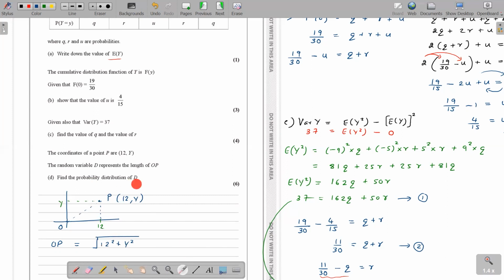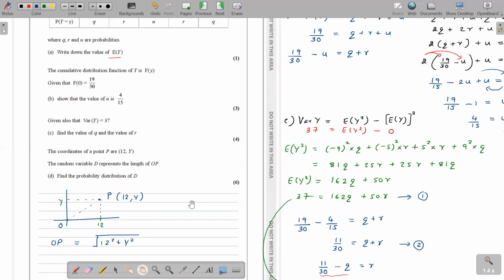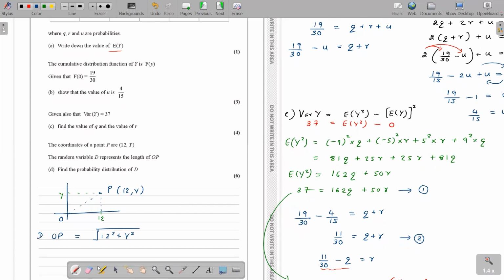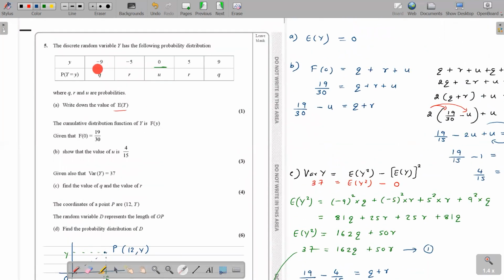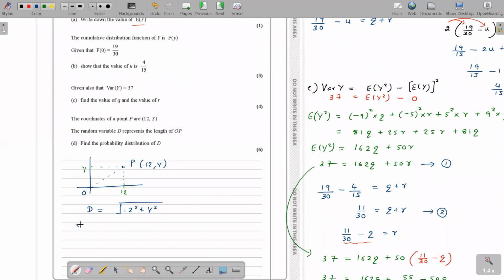Now they want you to find the probability distribution of D, which means you have to find all the possible values of D. How does the value of D vary? D is the OP length. D varies with respect to y. So input all these different y values and see the D values that you get. First value of y is minus 9. When y is minus 9, how much is D? D is 15.